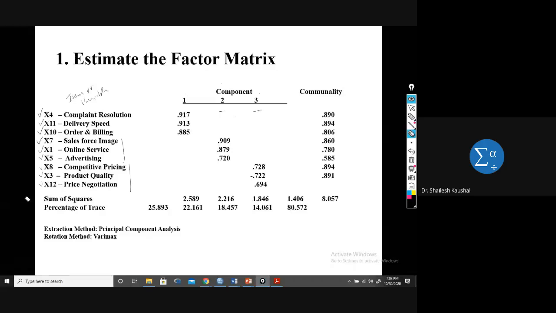Like here, how many questions are we using? 1, 2, 3, 4, 5, 6, 7, 8, 9.